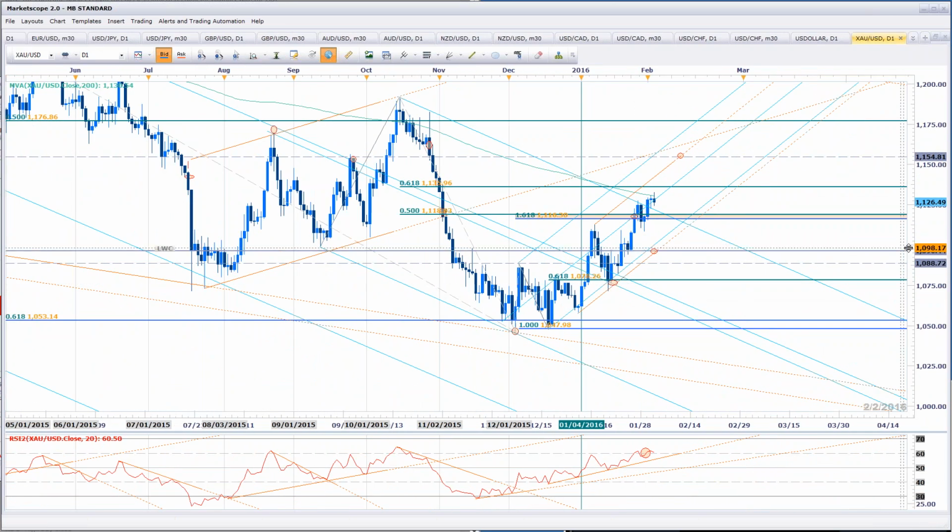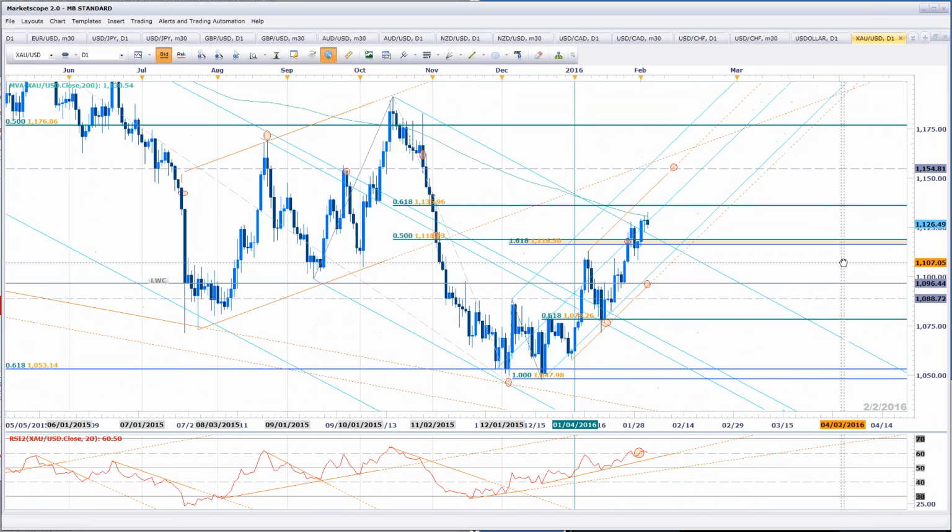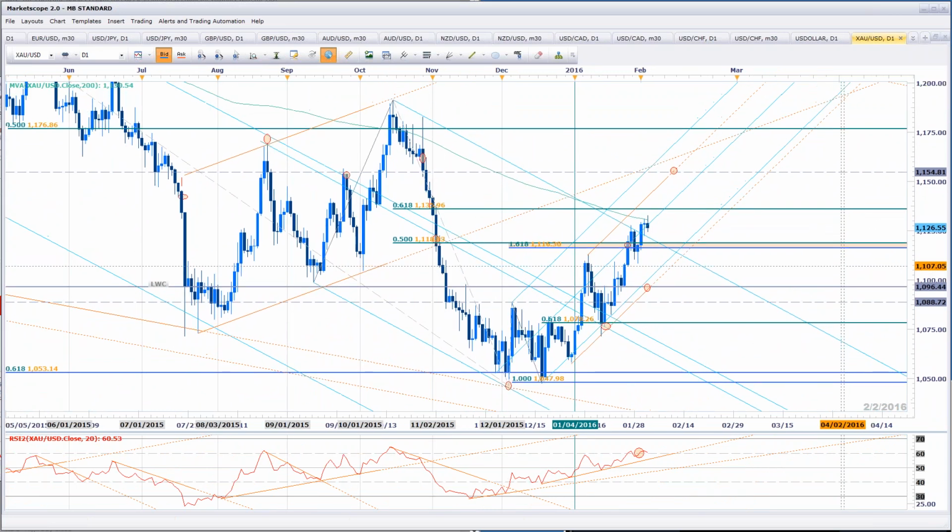The former resistance is now support, somewhere around 118, 116 down here. Also, you have that median line off the highs from October. So the 200-day moving average could see some room here for this thing to drop back into this support trigger, dating all the way back to the lows from November.